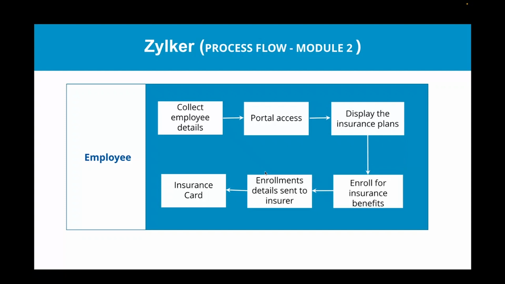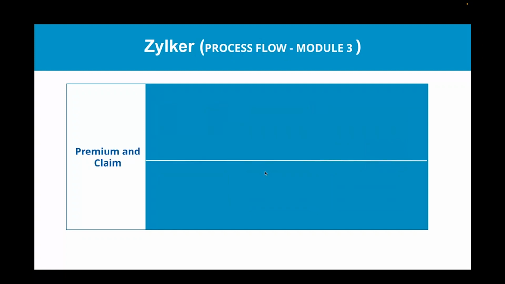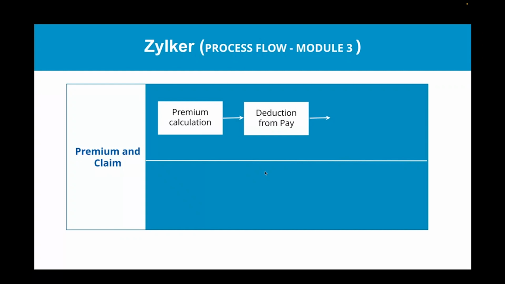So this is going to be the second module which will be involved in the use case that we are going to see. And the last module is going to be like, let's say the employee has enrolled himself for an insurance benefit. So the HR has to calculate the premium amount, and then it has to be deducted from the employee's salary. So the HR will calculate the premium amount. He will be just deducting that from the pay structure of that particular employee, and the pay slip with the deducted amount will be displayed in the employee's portal. So this is the second part.